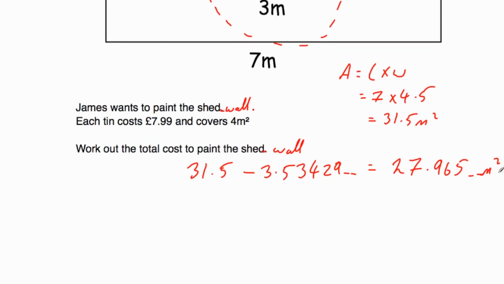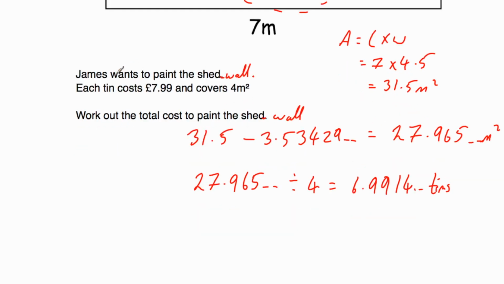But another way to find that number we need, that 7 tins of paint, we can take the area, 27.965 and so on, and divide it by the area the tin covers, which is 4, and that tells us how many tins of paint we need. To divide by 4, and we get an answer of 6.9914 and so on tins. Now James needs to go into the shop and buy these tins. Now he can't buy 6.9914 tins, he can buy 7 tins. So James will need to buy 7 tins.